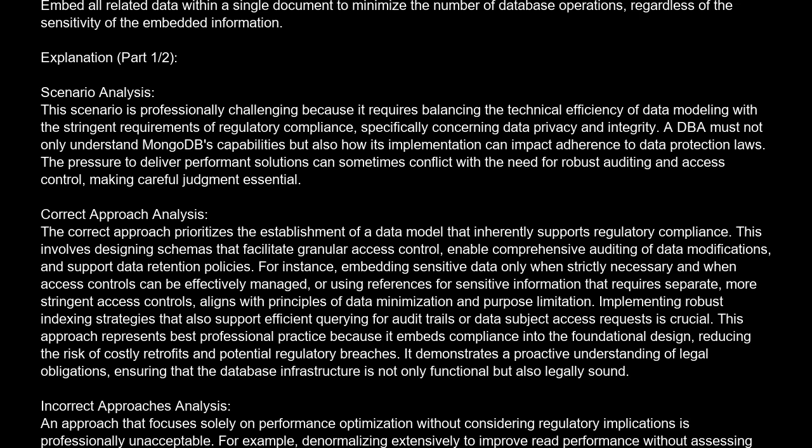This approach represents best professional practice because it embeds compliance into the foundational design, reducing the risk of costly retrofits and potential regulatory breaches. It demonstrates a proactive understanding of legal obligations, ensuring that the database infrastructure is not only functional, but also legally sound.